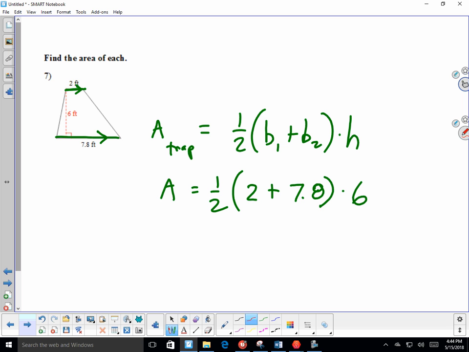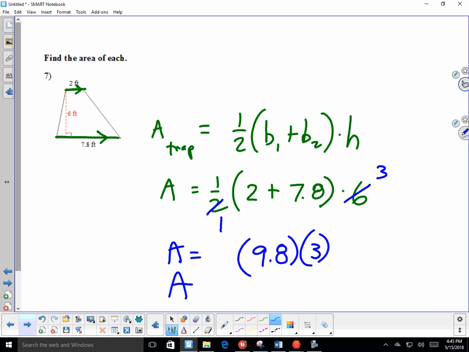So in this case, I could say, you know what, 2 here divides into 6 3 times, and so I end up with 2 plus 7.8, which is a 9.8, but I still have to multiply by this 3 here. So then my area turns out to be 9.8 times 3, and so the area turns out to be 29.4, and the units would be square feet. So that's what you should have for number 7.